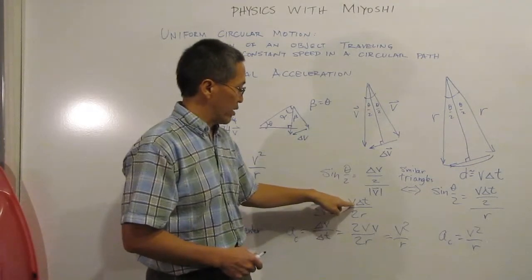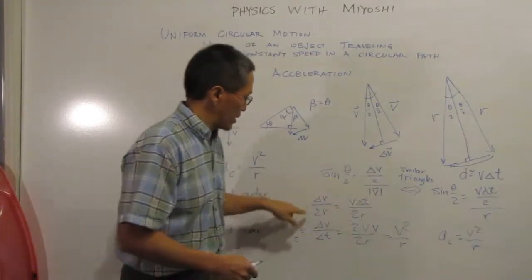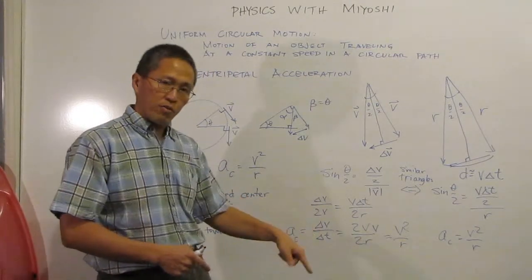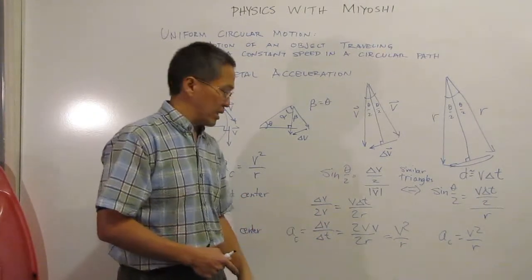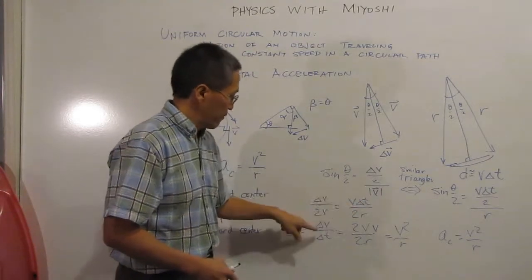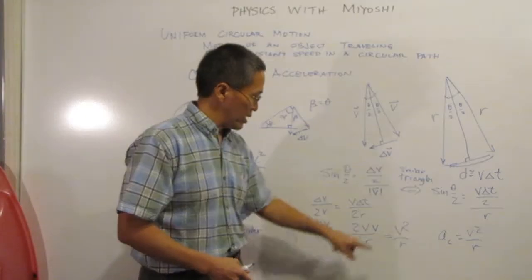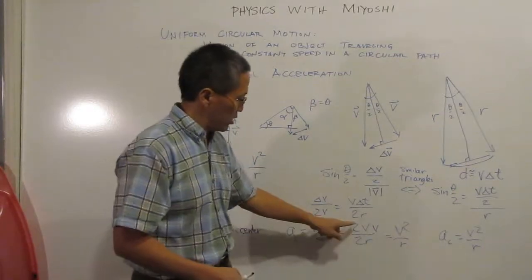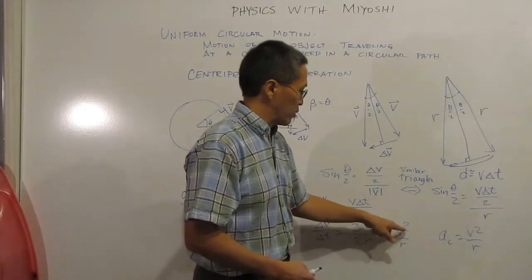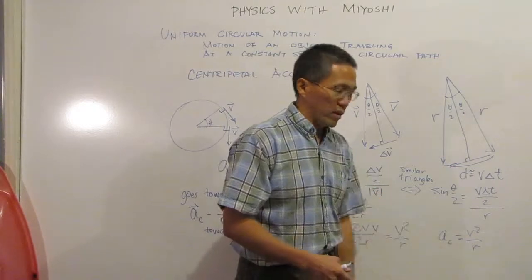That gives delta v over 2v equals v delta t over 2r. Since I want the acceleration, and I know from kinematics that acceleration is delta v over delta t, I rearrange these two equations. I bring the delta t over here and the 2v over there, and delta v over delta t is 2 times v divided by 2 times r, so my 2's divide out. V times v is v squared, so I end up with v squared over r: my centripetal acceleration is v squared over r.